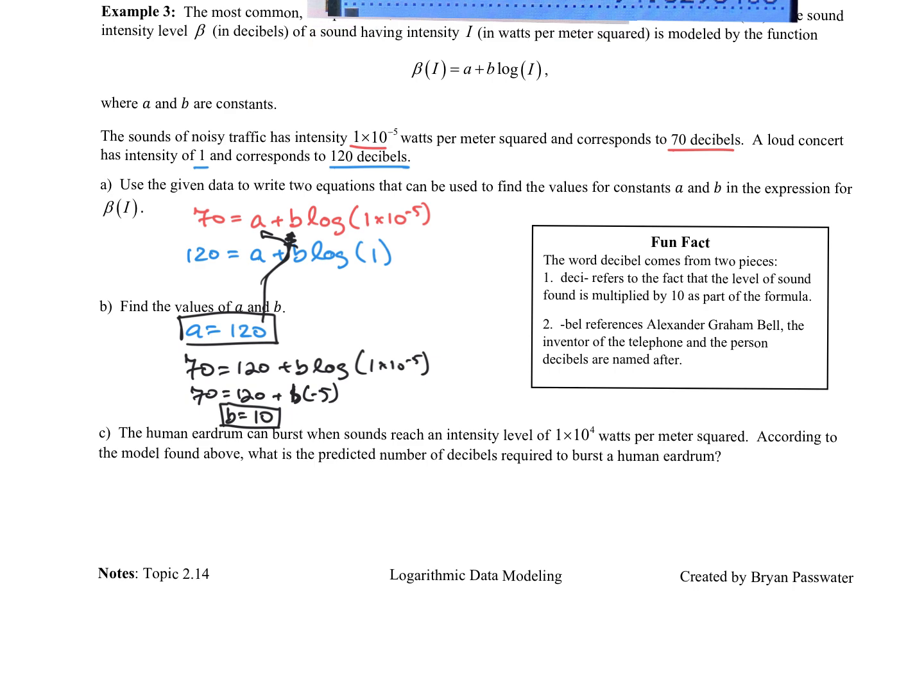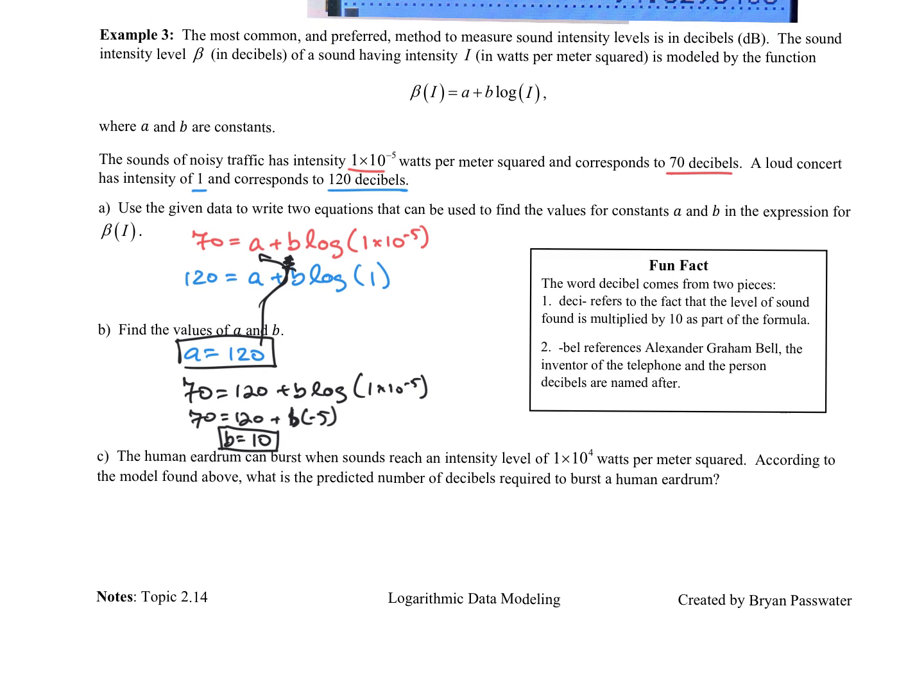The human eardrum can burst when sounds reach an intensity level of 1 times 10 to the 4th watts per meter squared. According to the model found above, what is the predicted number of decibels required to burst a human eardrum? All right, fantastic. So we need to come up with a new one. And so what is our B of I equation?